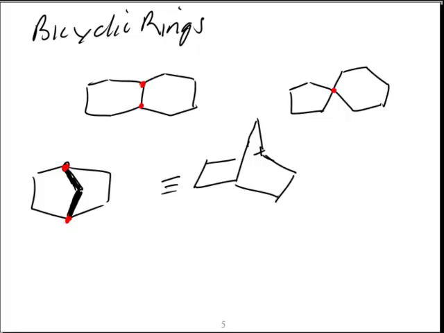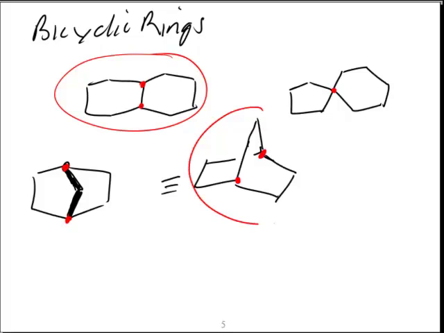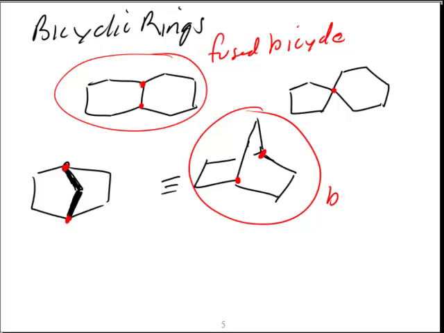So all three of these bicyclic rings have a specific way of naming themselves, and two of them name themselves in the same way, and the third one, as you might imagine, again, negotiations on the nomenclature committee, is slightly different. So let's talk about these two compounds. The compound on the top is called a fused bicyclic ring, or a fused bicycle, and the one below is just called a bicyclic compound.